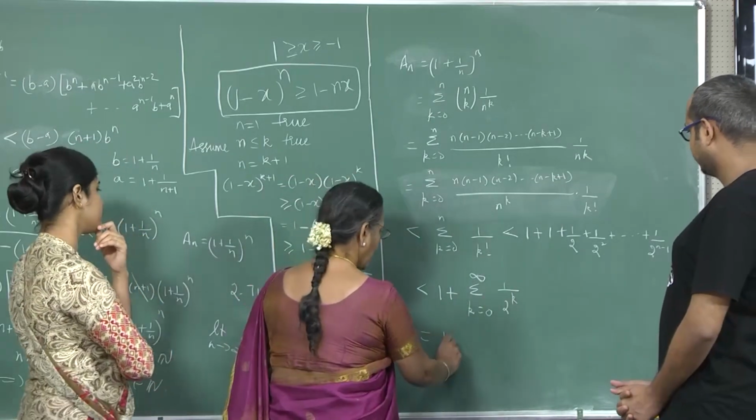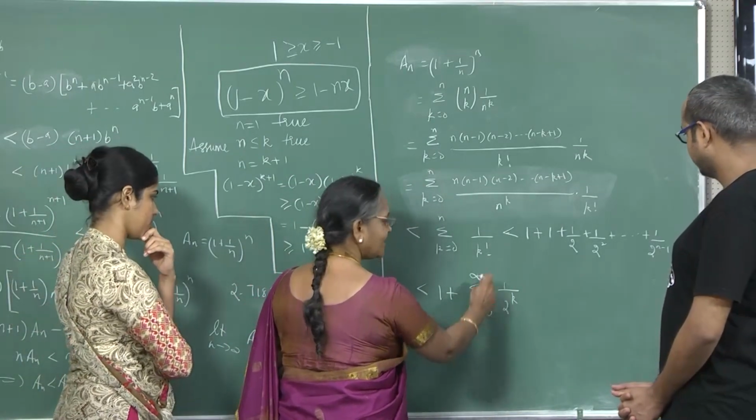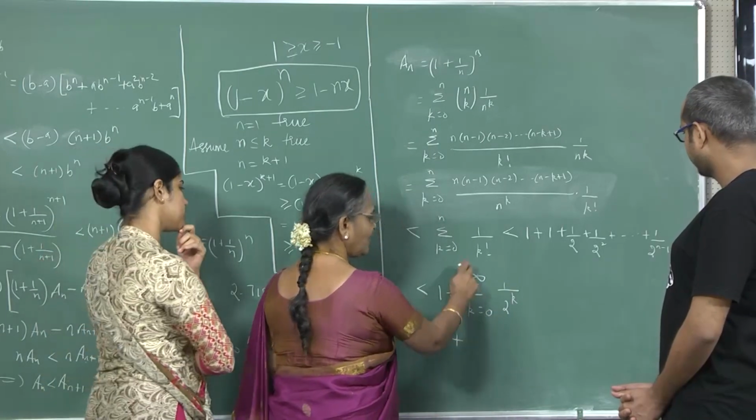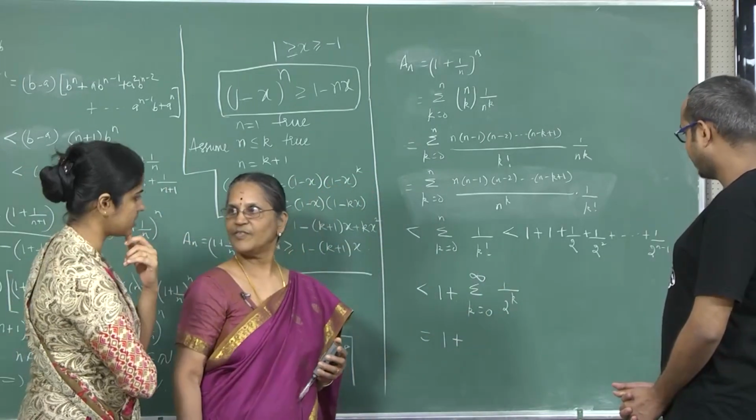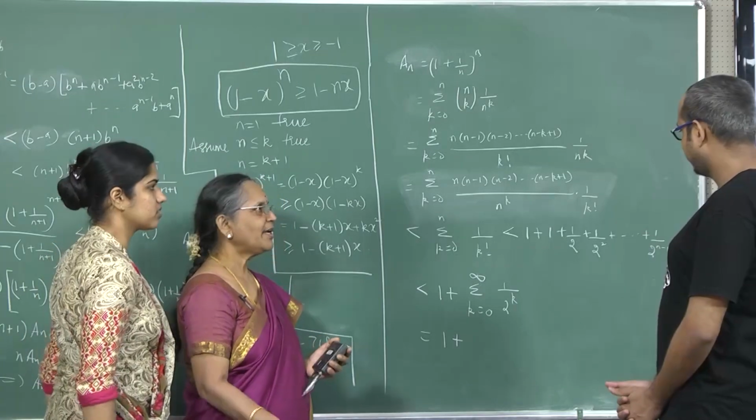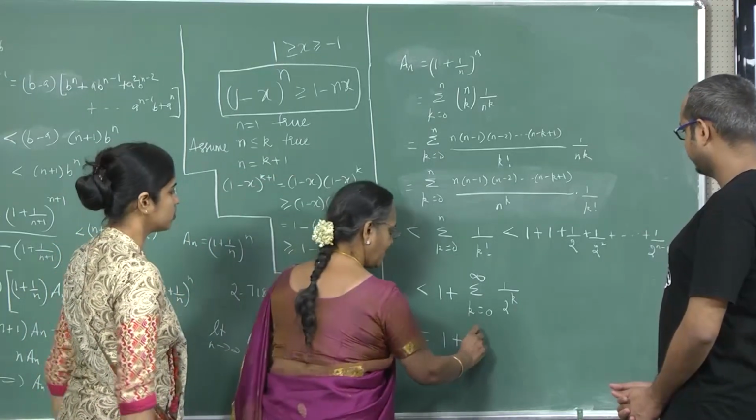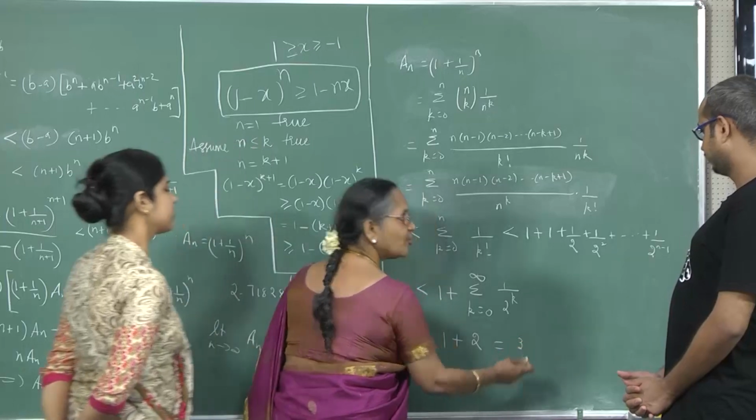And that is 1 plus, what is this? The sum from 0 to infinity, it's a geometric series. First term 1, and common ratio half. So that will be 2, and so that's equal to 3.